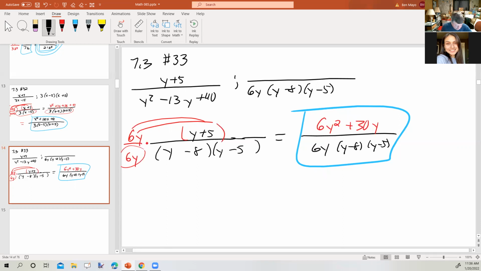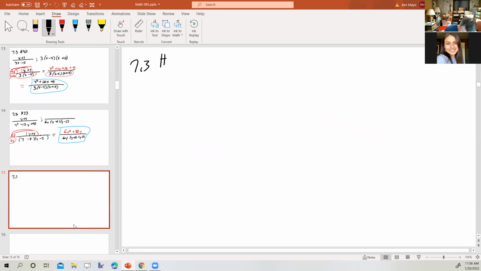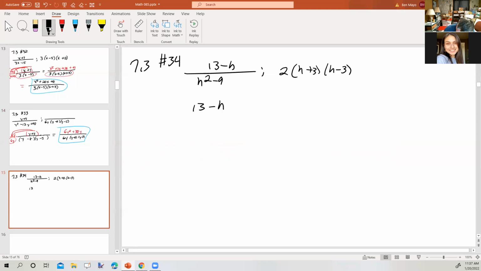All right, and finally, 7.3, number 34. Again, same idea. We've got 13 minus h over h squared minus 9. And we want it to have this denominator 2 times h plus 3, h minus 3. So 13 minus h, and then h squared minus 9 is h plus 3, h minus 3.